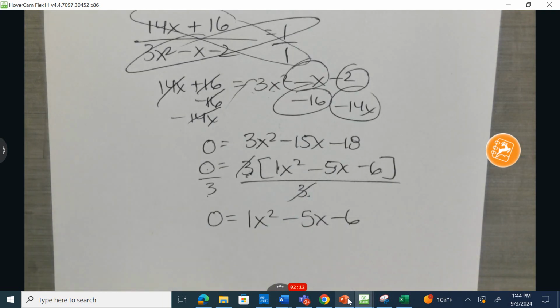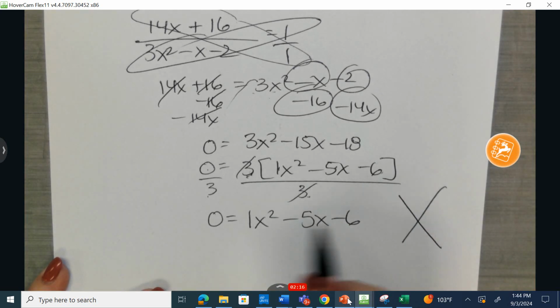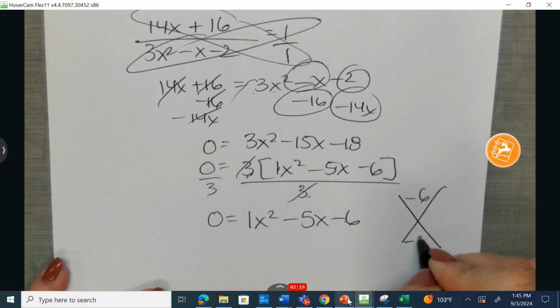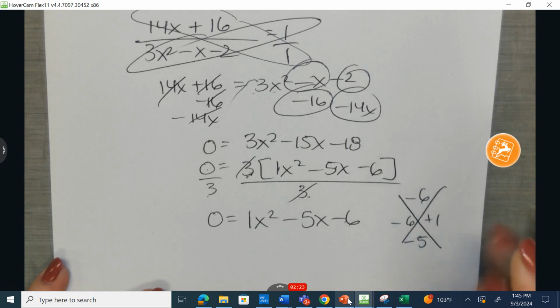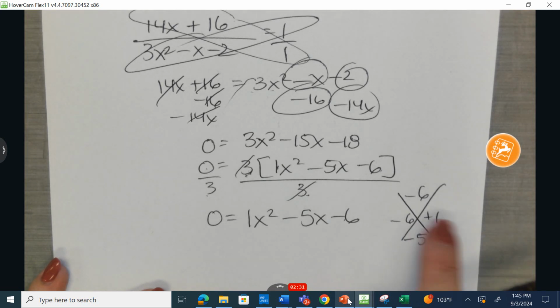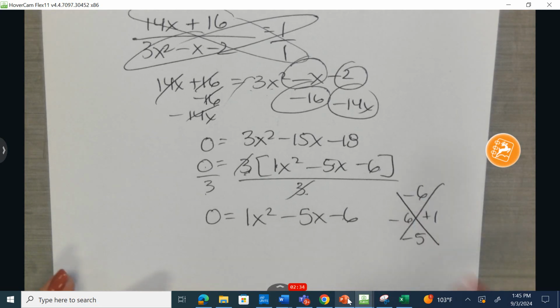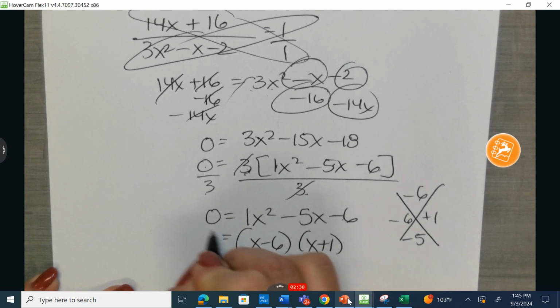Then we ask ourselves, is it possible for us to solve using the factoring method? If not, we'd use the quadratic formula. What multiplies to negative 6 and combines to give you negative 5? Negative 6, positive 1. It's really easy for students to want to say negative 2 and negative 3 because that combines to give you negative 5, but negative 2 and negative 3 don't multiply to give you negative 6. That would give you a positive 6. x minus 6 and x plus 1 are the two factors.